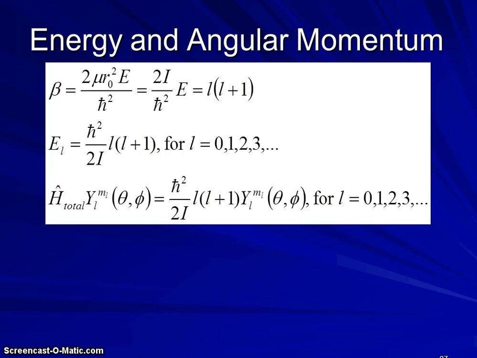And so we want to take a look at the energy terms for this. Well, beta, we said, was 2 times the moment of inertia times the energy over h bar squared. And we just defined beta from a quantum number standpoint as L times L plus 1. So the energy of this system is going to be h bar squared over 2 times the moment of inertia times quantum number L times quantum number L plus 1. And that defines our energy for the system.